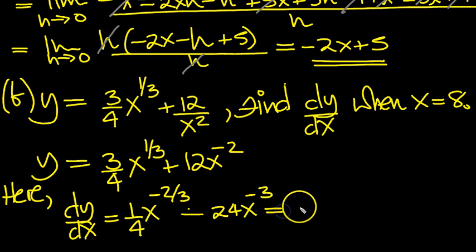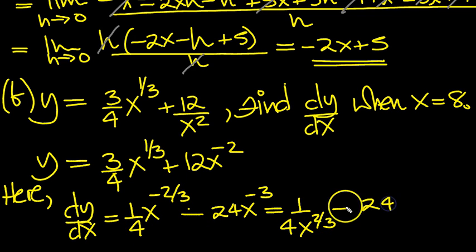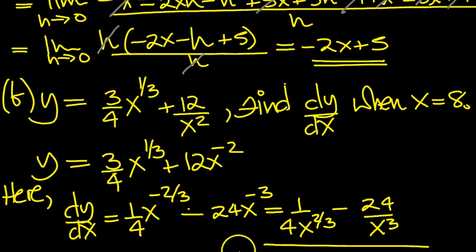Let's just tidy that up then. We've got 1/4 x to the 2/3, so we could write that as 1 over 4, bring that down underneath. And then we've got minus 24, and we could drop the x to the -3 underneath and flip the index to a cubed. So either of those is fine.